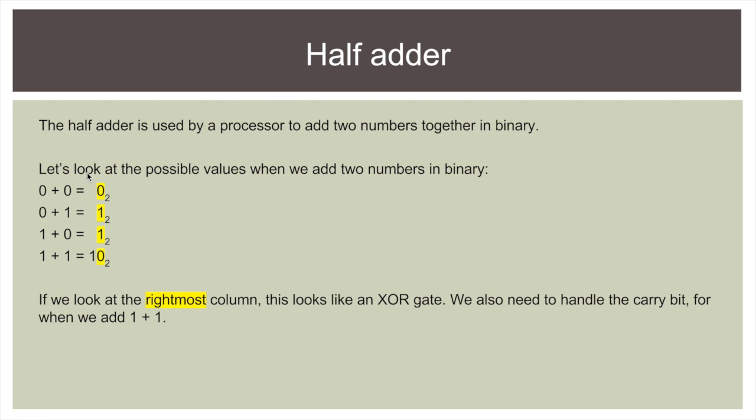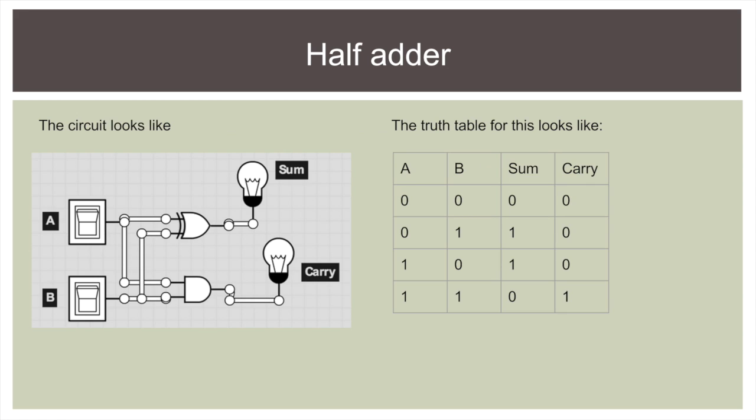So if we've got 0 plus 0, that equals 0 base 2, and 0 plus 1, 1 base 2, 1 plus 0, 1 base 2, 1 plus 1 will equal 1, 0 base 2. If you look at the rightmost column, that looks like an XOR gate. The leftmost column, these would be zeros, and that kind of looks like an AND gate to handle the carry bit. So if we put those two things together, we get an XOR and an AND gate, and a sum and a carry. And so this is the truth table here.